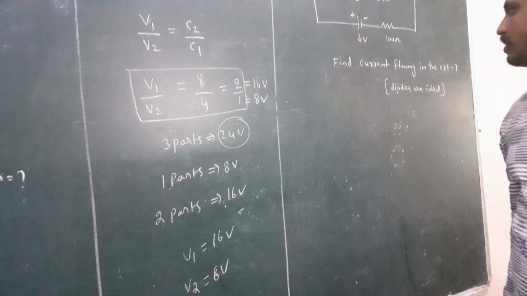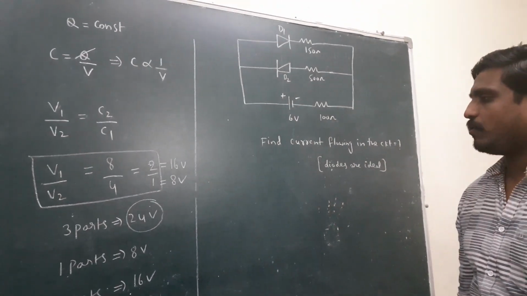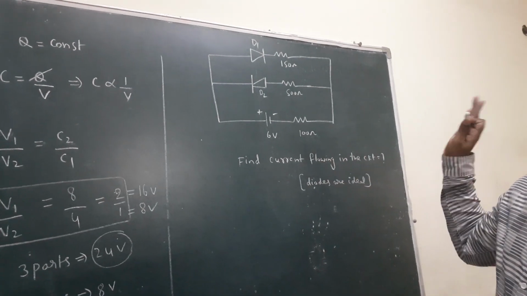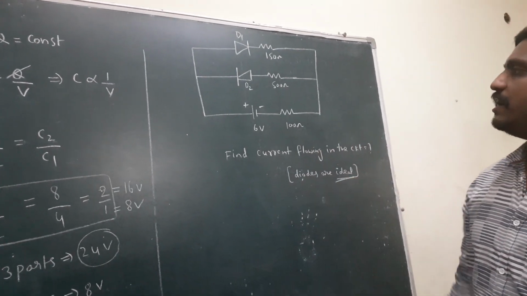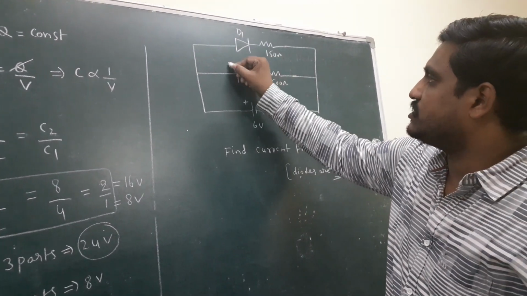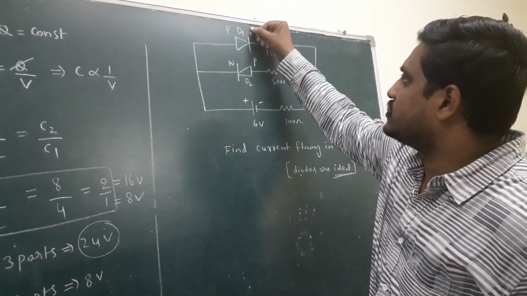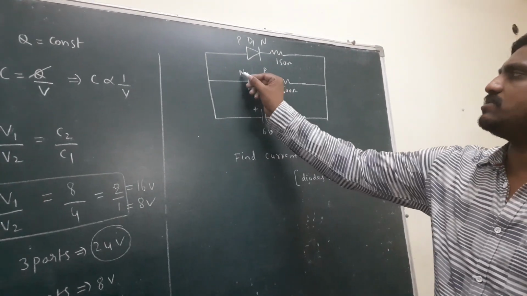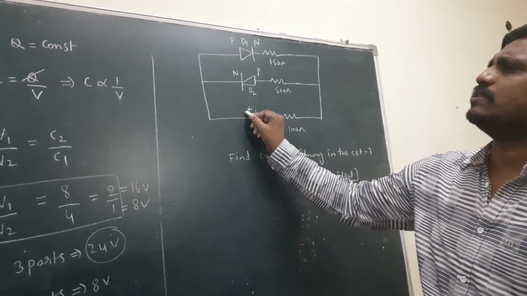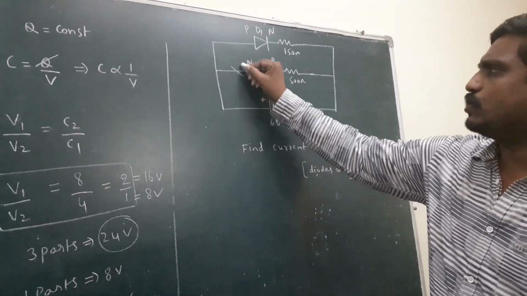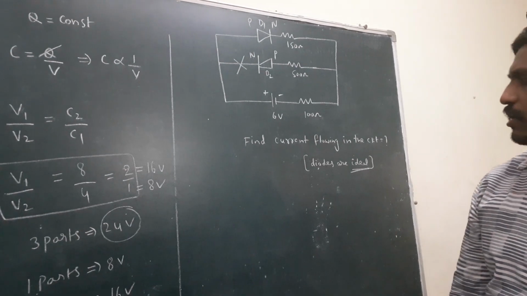Next, look here, Nana. Another model problem. Here also current is flowing in the circuit. Diodes are ideal diodes. Here first look. This is P. This is N. This is P. This is N. Look here, Nana. Here N is connected to positive. This bias is said to be a reverse bias. So here it does not allow the current.